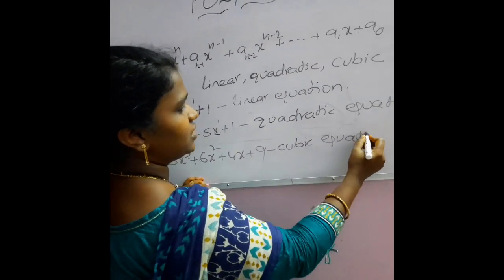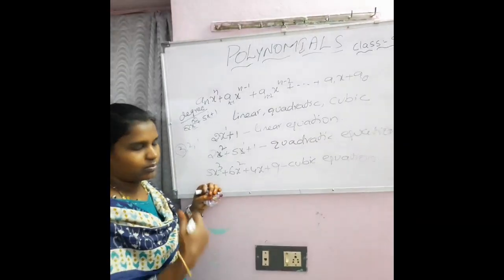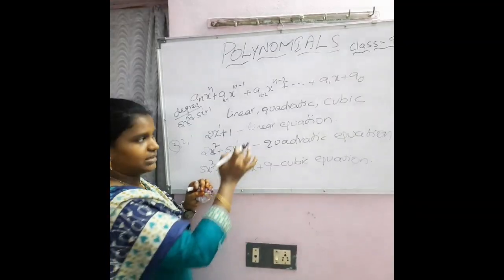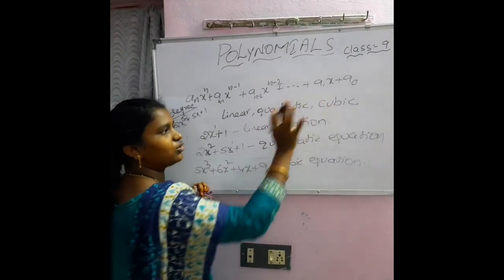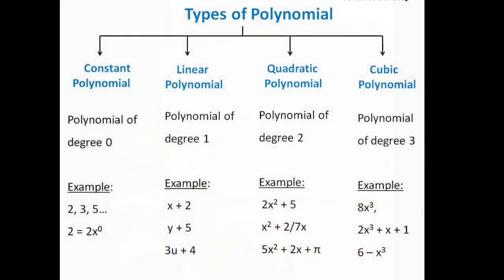So basing on the general equation and the degree of the polynomials, we can divide the polynomial into 3 parts, that is linear equations, quadratic equations and cubic equations. Linear equations are nothing but having degree 1. The highest power of the polynomial, that is the degree, should be 1. Whereas in the quadratic equation, the degree of the polynomial should be 2. And in the cubic equation, the degree should be 3. We can remember this just by knowing our general equation.